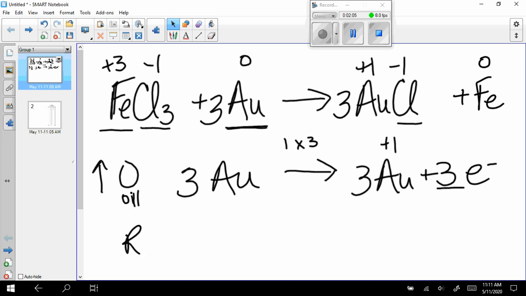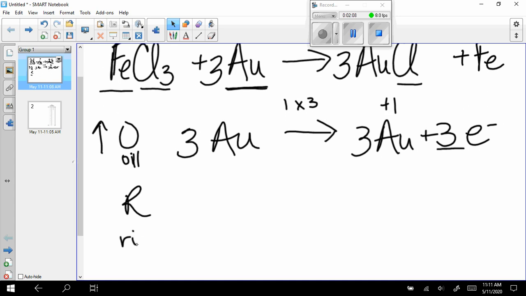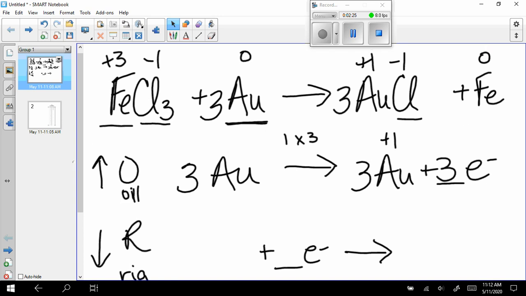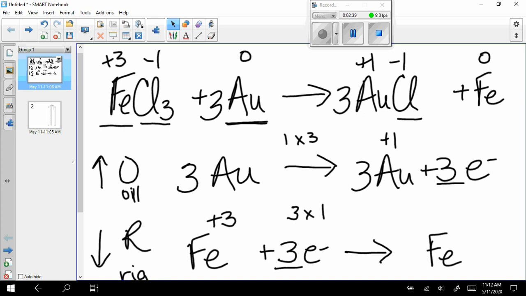All right, now the reduction half reaction. Reduction is gaining. So if I'm gaining electrons, I can show the plus electrons before the arrow because I have to add those electrons in. Reduction's oxidation number goes down because if you gain electrons, you're gaining negatives, so your charge will decrease. So that's Fe. So Fe at a +3 becomes just Fe. So it's changing by 3 times 1 atom, so that's 3 electrons.